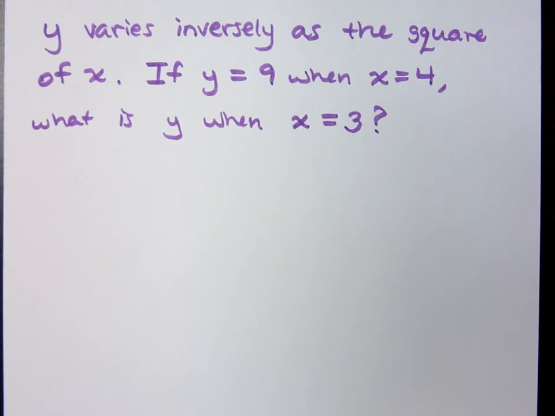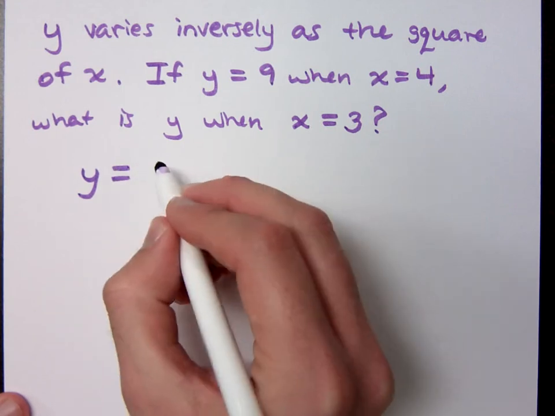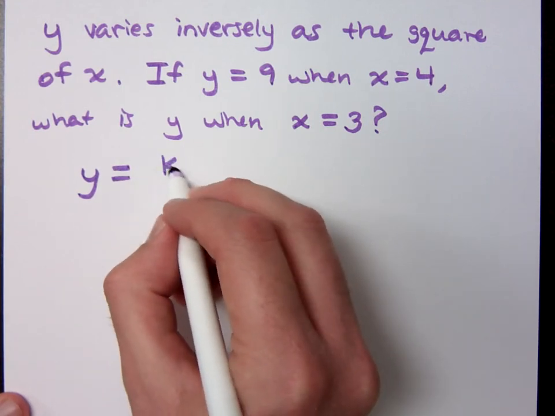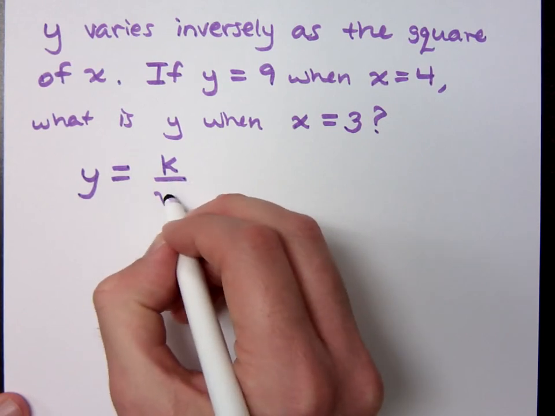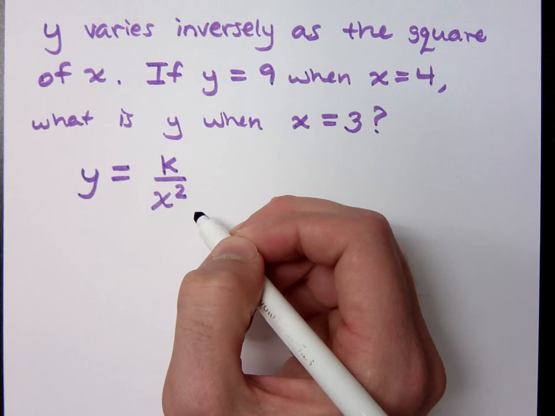There's nothing special about y and x. They are just variables. So look at that first sentence there. How could you translate that into something that we can start with? How would you write y varies inversely as the square of x? Y equals k divided by x squared, right? Y'all agree?